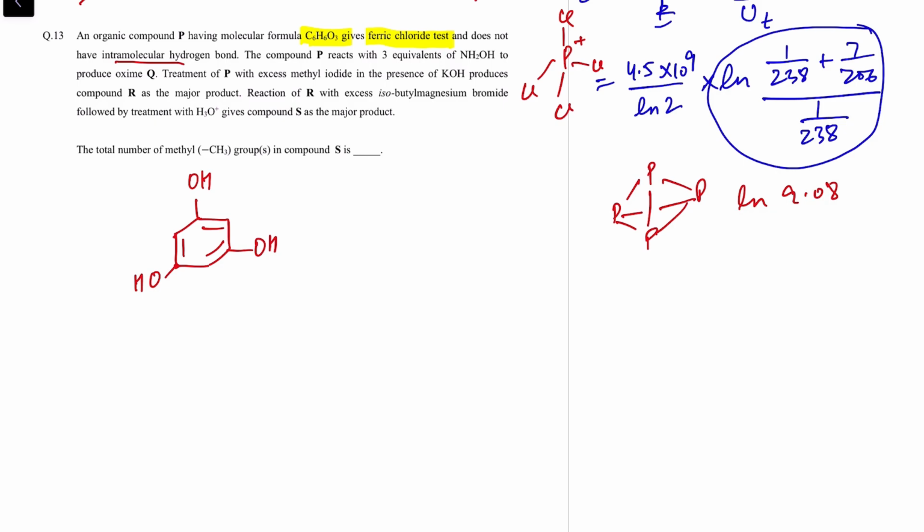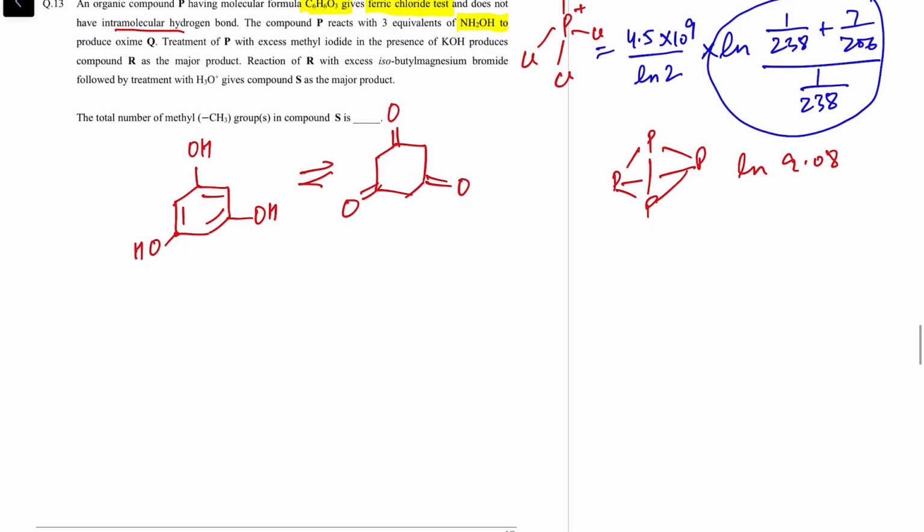The compound P reacts with 3 equivalents of hydroxylamine. It suggests that phenol converts to its enolic form. Yes, phenol is enol. It is more stable due to aromatic nature. But if it reacts with hydroxylamine, it has to come in this form, right? So we are drawing the keto form of the corresponding enolic form.